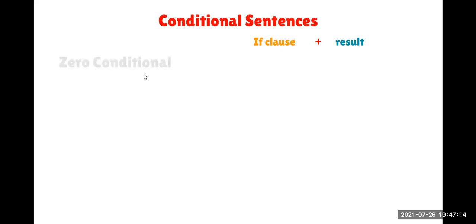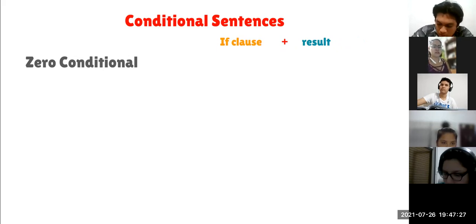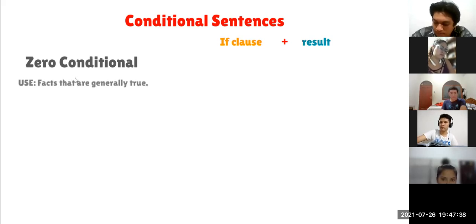And we said we have the zero conditional. This is something we learned before. When do we use it? The zero conditional? Routine. When something is true. Yes, when we are talking about something that is generally true, routines, for example, habits, that we do generally, facts that are generally true, right?